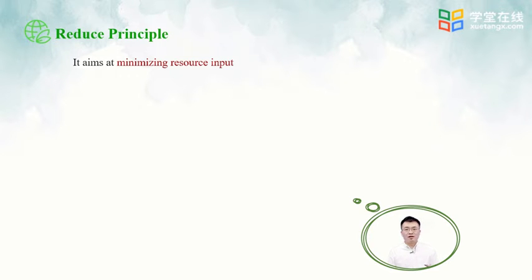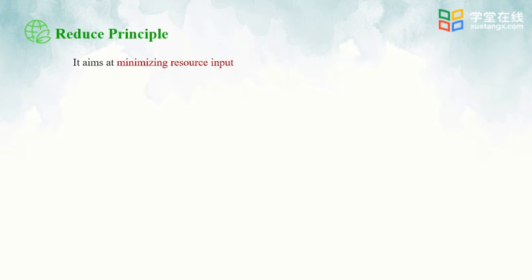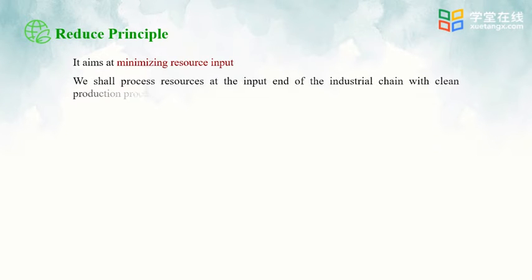First, it aims at minimizing resource input. We shall minimize the input amount of natural resources when we consume resources at the input end. Second, we shall reduce at the resource input end by adopting cleaner production, rather than treating pollution at the output end. The now prominent cleaner production requires us to reduce the amount of resource input.